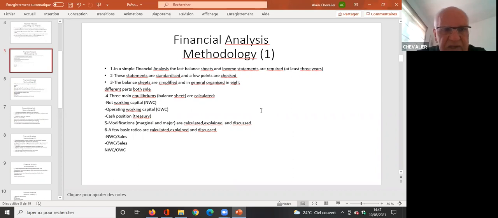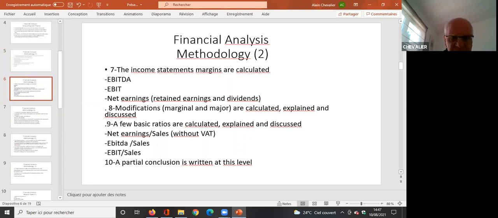And then a few basic ratios are calculated, explained, and discussed, and I give you here the 3 main ratios which are used: the net working capital divided by the sales level, the operating working capital divided by the sales level, and the net working capital divided by the operating working capital, which means, and we'll come back on that in 2 minutes, what is a part of the operating working capital which is financed by the net working capital. Well, if you are not very familiar with that, I will come back, don't worry, on these elements.